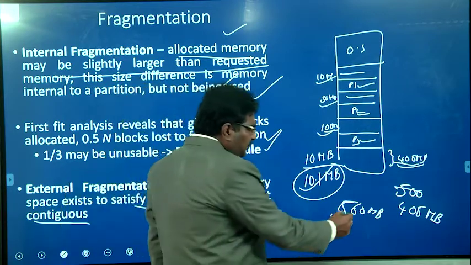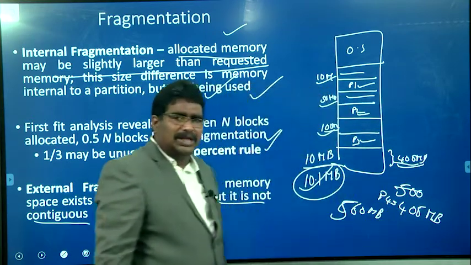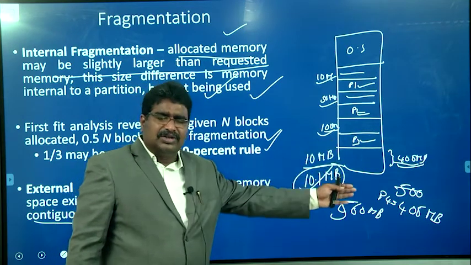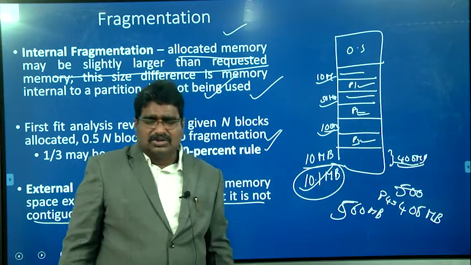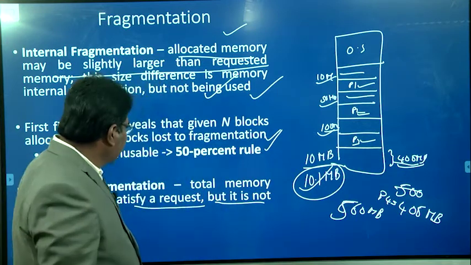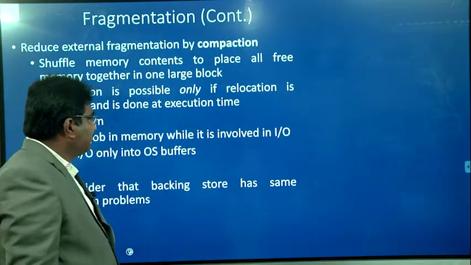A new process P4 arrives. Its size is equal to 405 MB. It is not possible to allocate the memory because the total free space is 560, but there is no contiguous memory of 405. So it is not possible to allocate. That problem is called external fragmentation. To reduce the external fragmentation, we use compaction.